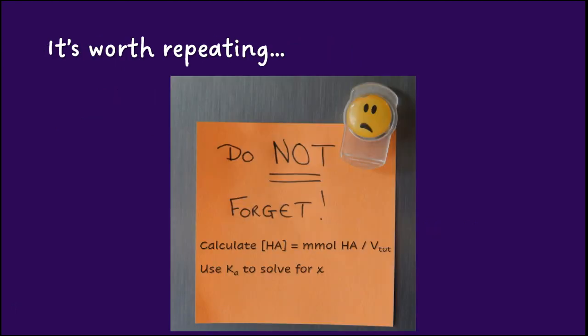There are a couple things to remember. First, we need to make sure that we are calculating the molarity of HA and that we don't just enter millimoles into the ICE table. Also, we need to make sure that we are using the value of Ka and not Kb in the mass action expression.